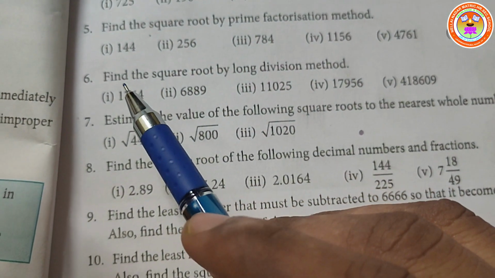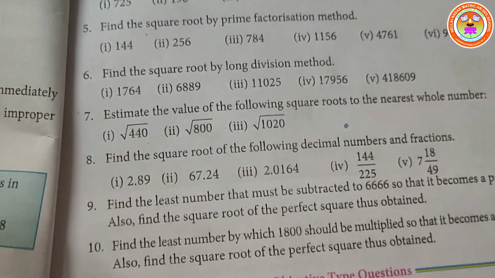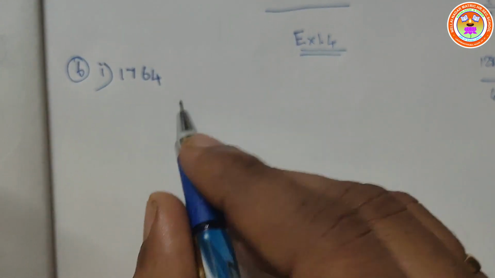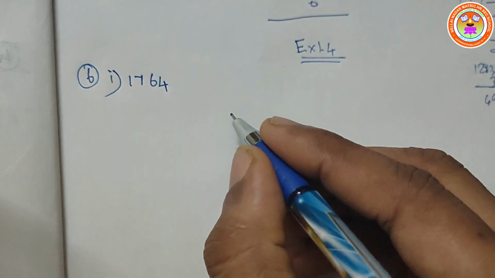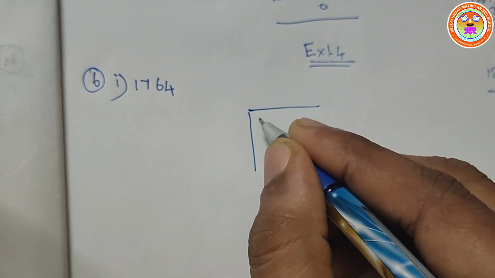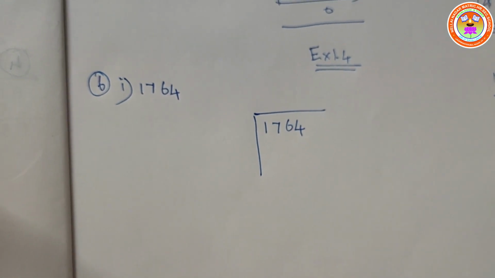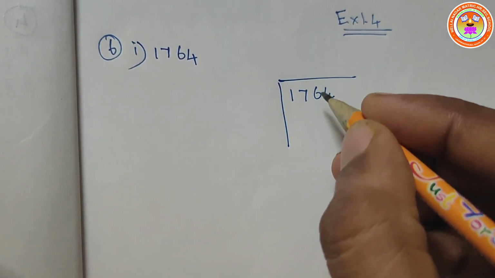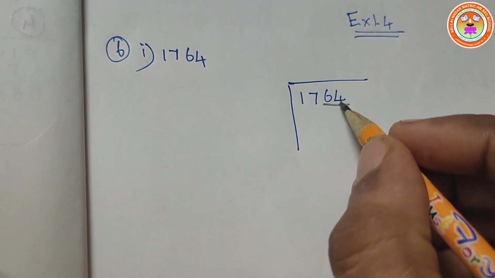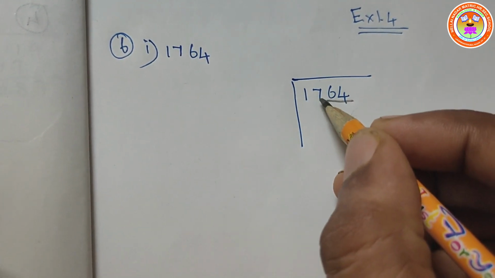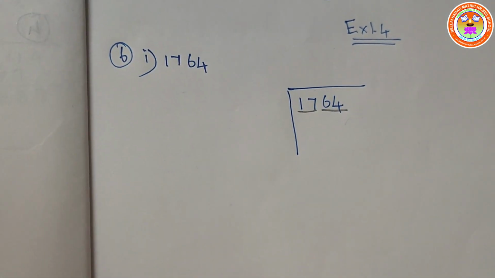So the next sum is find the square root by long division method. So this is the first subdivision, 1764, using the long division method. 1764, you have to put it in pairs like this. You have to pair it. For this, 2 numbers make 1 pair, from the ones digit you have to pair it. Ones and tens is 1 pair, and hundreds and thousands is one more pair. There are 2 pairs. Like that you have to pair it.